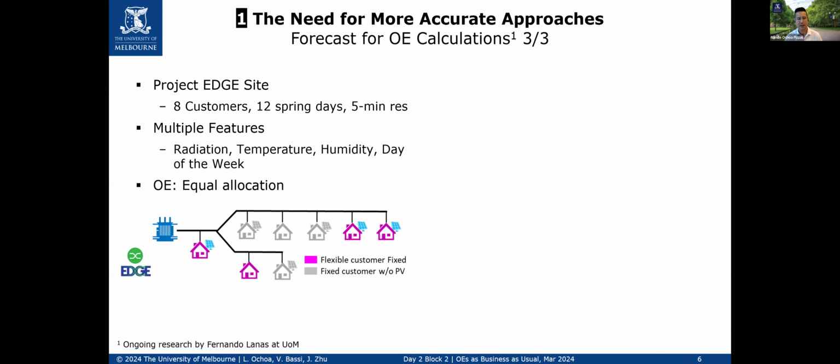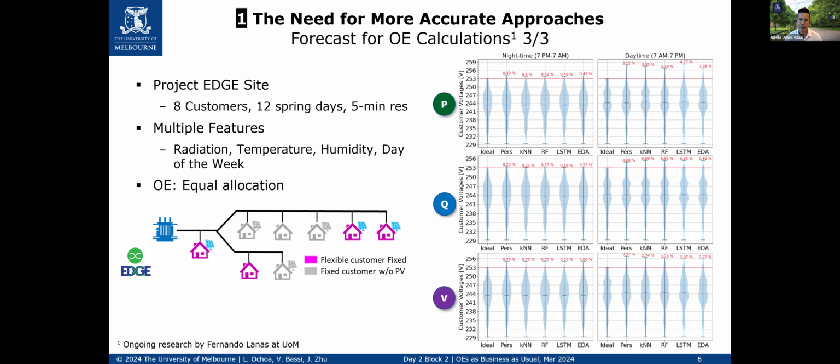This is just a little plot that I'm going to present on the right-hand side right now. It's not there with some results, but this is considering one of the Project EDGE sites, just 8 customers, just 12 spring days, actual data from the particular site, multiple features considering radiation, temperature, humidity. As you would do forecast, you have more features as well to make the forecast more robust. And in this case, we're going to consider the equal allocation operating envelope. I'm going to present just the results to give you a sense of what different forecasts will actually give you.